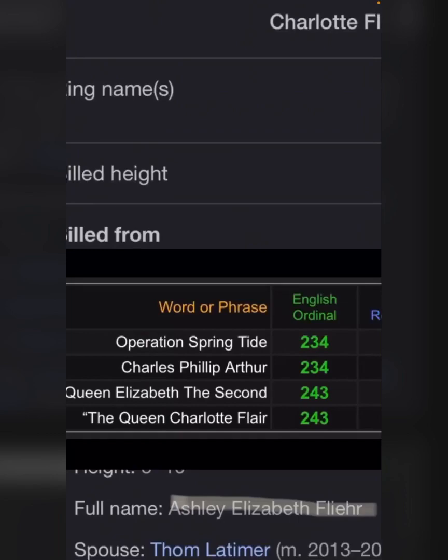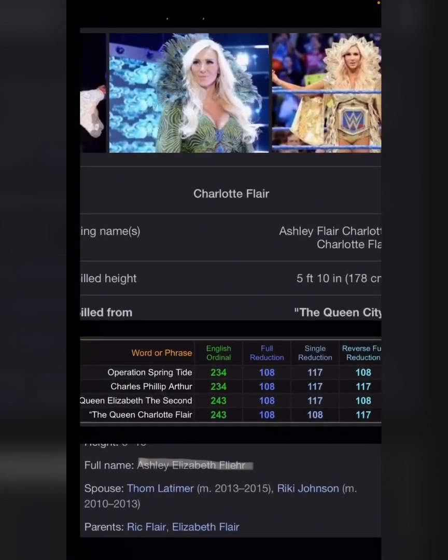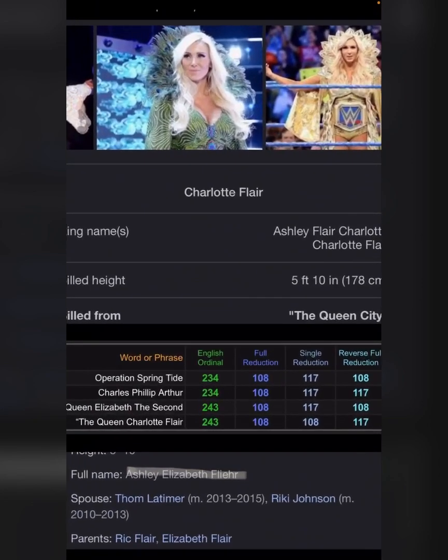And again, I put Charles Philip Arthur, the first three names of Queen Elizabeth's son, and the operation for his ascension. And notice there's not just a match in the one cipher, guys. It's got the 108, the 117, and the 234 or 243. Again, guys, her name is Elizabeth. Her middle name is Elizabeth. She's from Charlotte, and she is a match to Queen Elizabeth II and Operation Springtide.